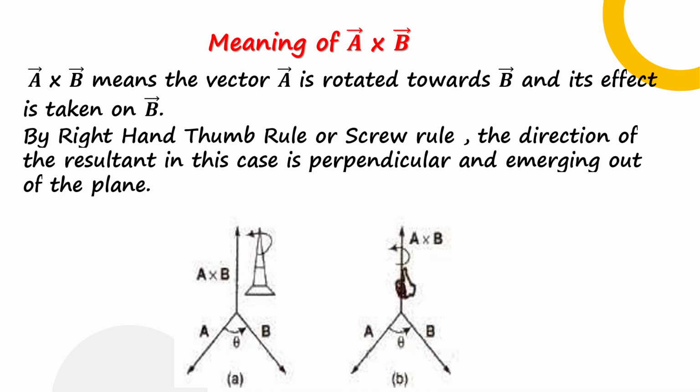If we see the diagram with vector A and vector B, if we say A cross B, then the right hand screw rule means when a screw is rotated inward, that gives the direction. So A cross B is emerging out of the plane. Also, if we point the four fingers in the direction of vector A and curl the fingers towards vector B, then the direction of the thumb will be the direction of A cross B.